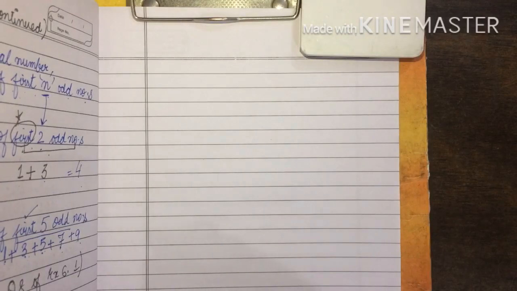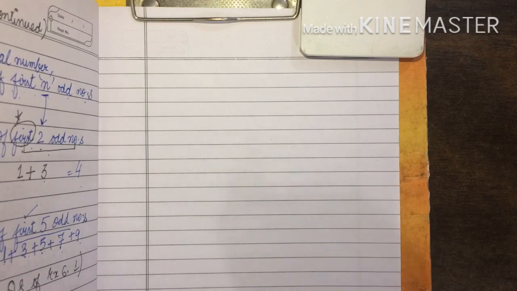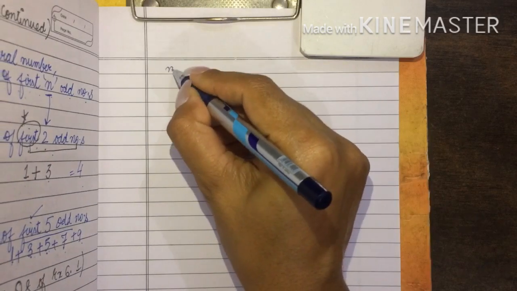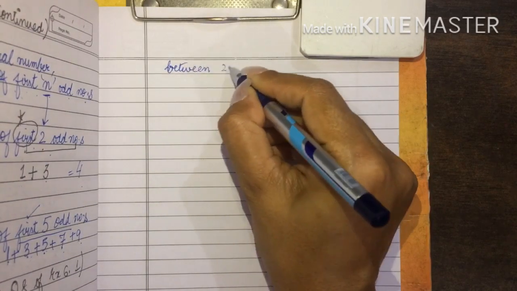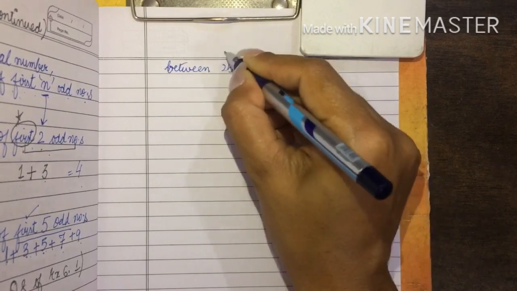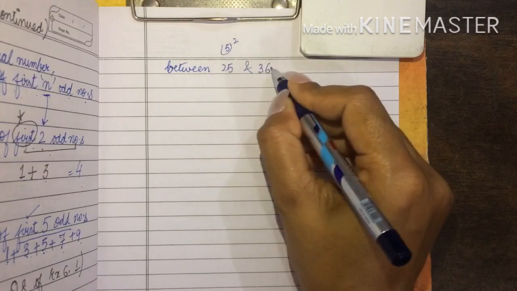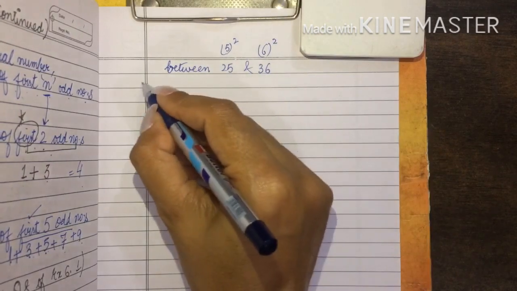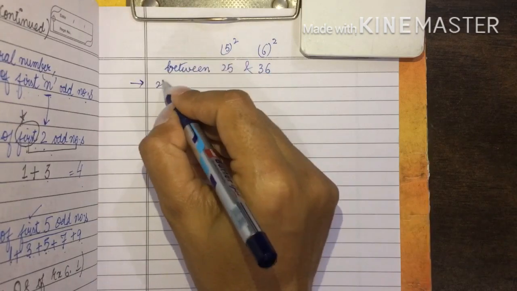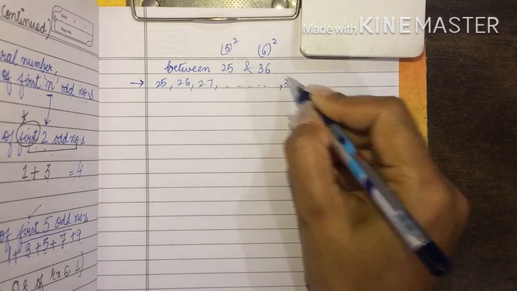So I want to find out how many numbers lie between 25 and 36. Remember, the first number is the square of 5 and the second number is the square of 6. So I will write down the counting: 25, 26, 27 up to 36.